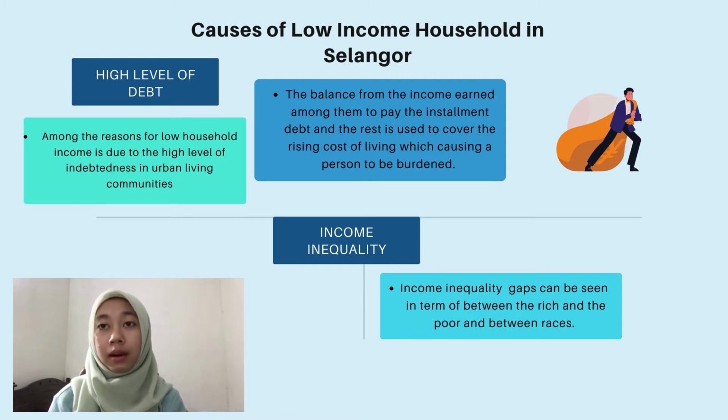The balance from the income earned is used to pay the installment debt and the rest is used to cover the rising cost of living, which causes a person to be burdened. Poverty that occurs in Malaysia can be seen through the different income gaps between the Bumiputra and non-Bumiputra communities. These income gaps lead to household income groups such as the top 20, middle 40 and bottom 40. Income inequality gaps can be seen between the rich and the poor and between races.